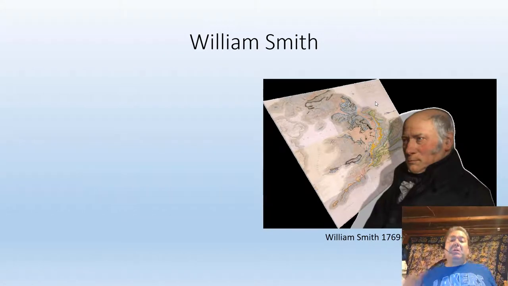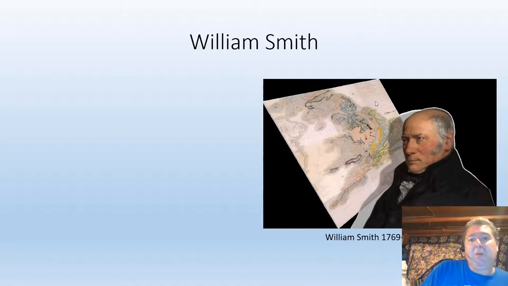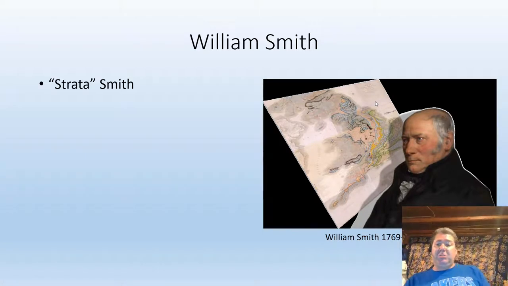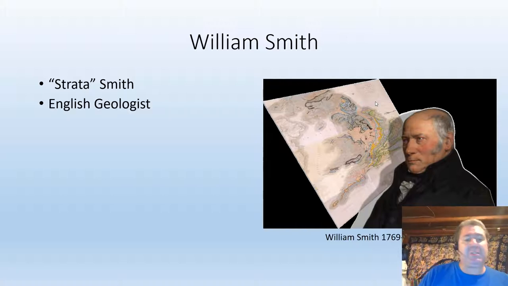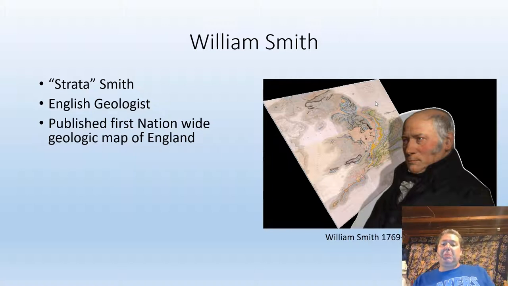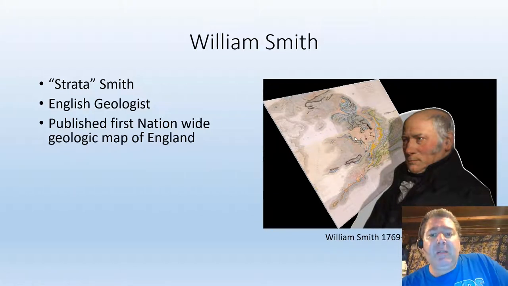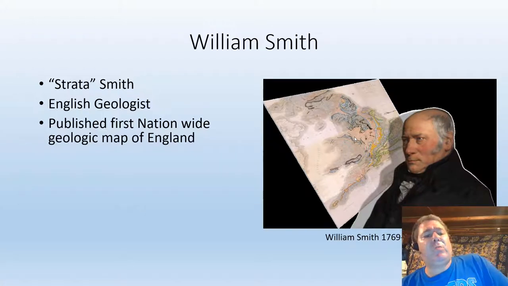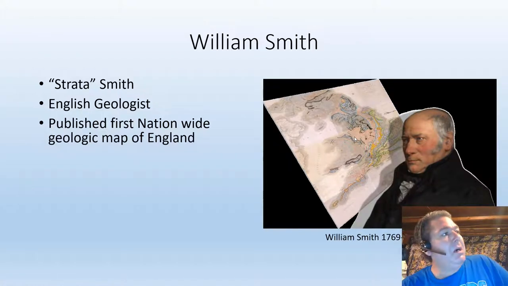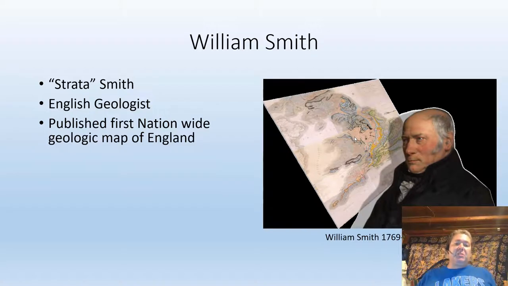Some other important advancements in relative dating were done by William Smith, also known as Strata Smith, a very famous English geologist back in the 1700s and 1800s. First, he published the first nationwide geological map of England. As they were cutting all these ditches, he was surveying them and noticed that certain types of rocks from one end of the country to the other had certain types of fossils associated with them.